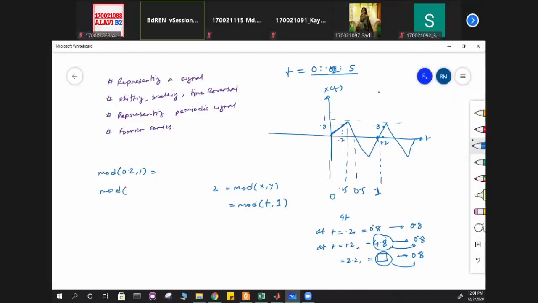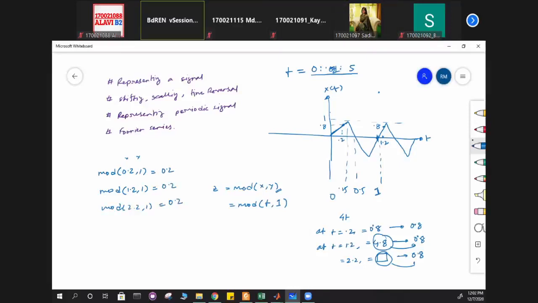Have you understood what is the function of mod? What does mod do? 0.2 divided by 1 gives the remainder. So x will be divided by y. Here it is x and this is y. Now tell me what will be the value for mod(0.2, 1) and then mod(1.2, 1). It is 0.2 for the first one, and the same for the second. So the same thing if we use 2.2, it is 0.2.